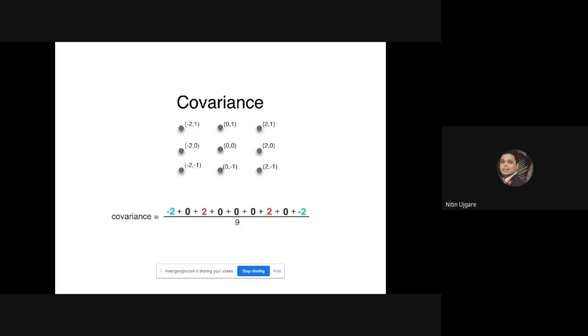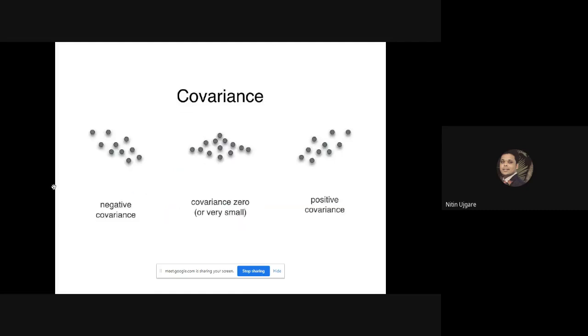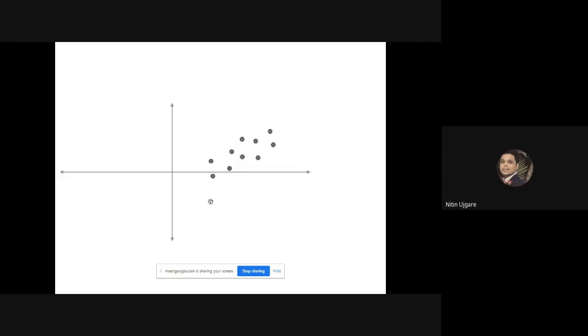Okay, so we can say that when you have the points like this, this kind of set of points has negative covariance. This kind of set of points has positive covariance. And whenever you have points like this on the hyperplane, the position of the points on the hyperplane is like this, the spreadness of the points like this, then we can say that the covariance is 0 for this set of points, right? So we have done with the covariance.